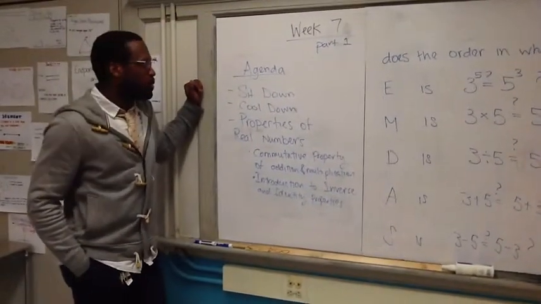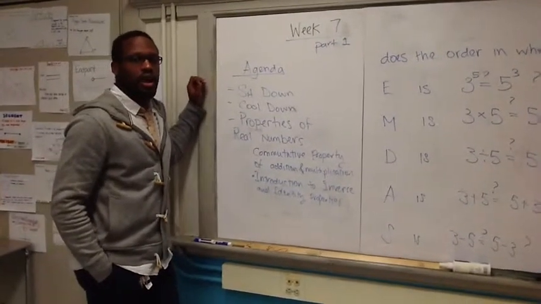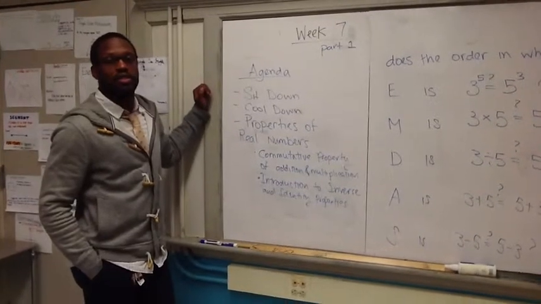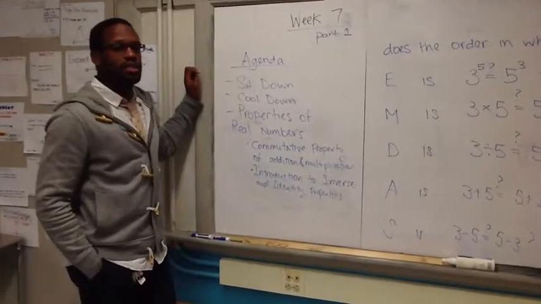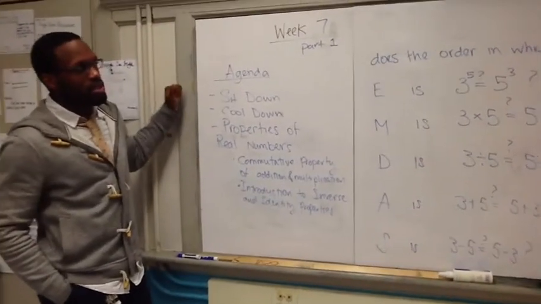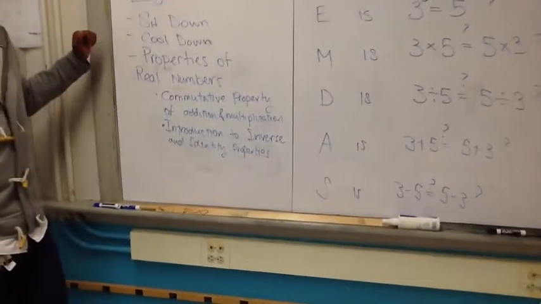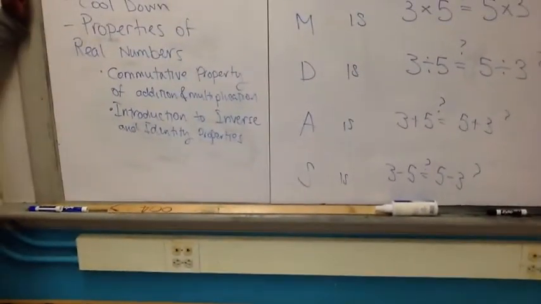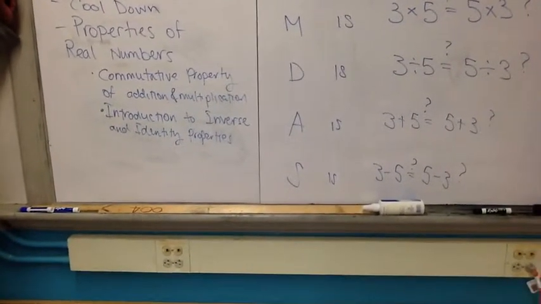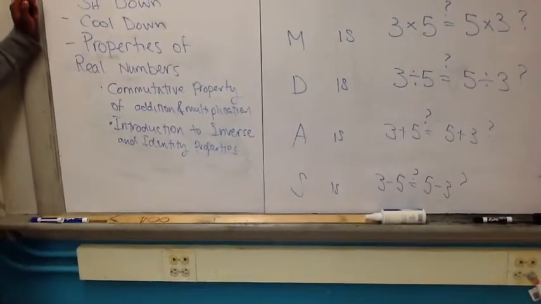In week 7, we began a conversation about the properties of real numbers. After using the closure property to perform operations on each of the subsets of real numbers, it was time to talk about the real numbers as a whole. The properties that we discussed in the beginning of week 7 were the commutative properties of addition and multiplication, and we started to have a conversation about the inverse and identity properties, but in the first part of the week, we focused on the commutative property.